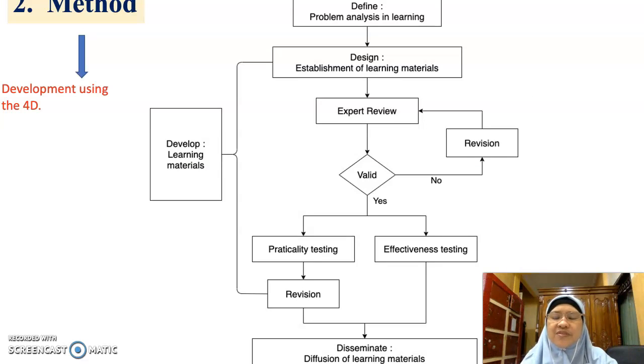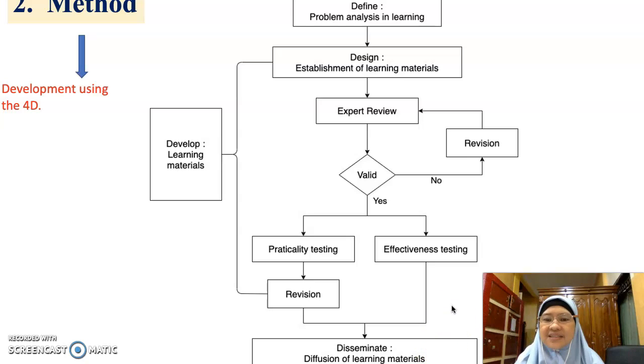The development using 4D. The first is define. Define is problem analysis of learning, and then design, establishment of learning material, expert review, and then valid or not. If not, revision. If yes, practicality testing and effectiveness testing and revision. This is develop learning material, and then disseminate, the diffusion of learning material.